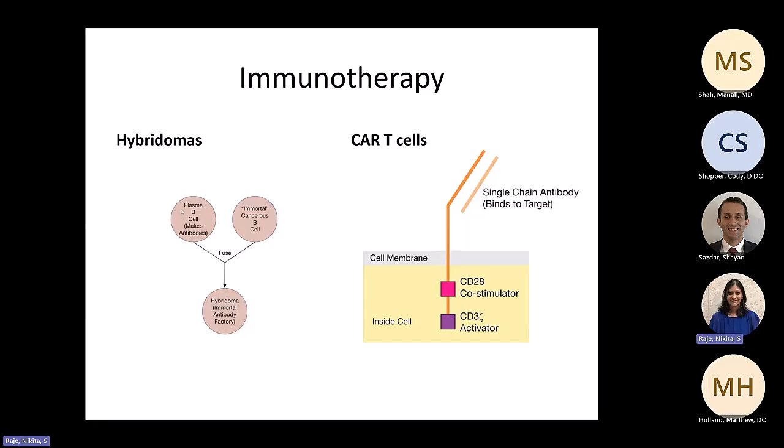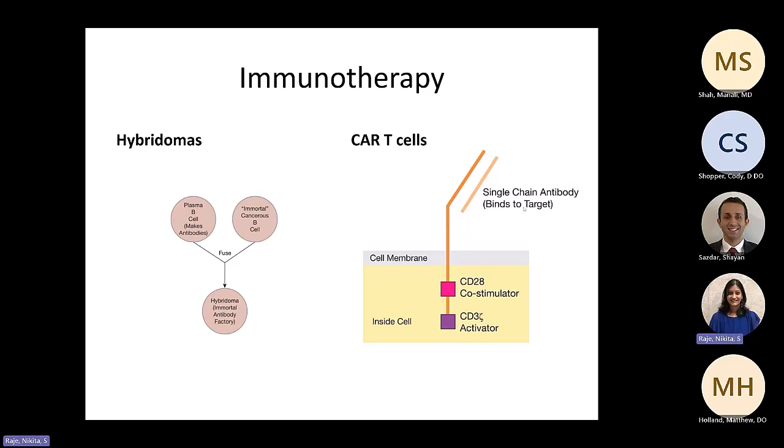And then there was this concept that came around called CAR T cells. These CAR T cells have an external part that is a single chain antibody that can bind to the target antigen that needs to be targeted. And that antibody molecule is fused to a co-stimulator and a signaling molecule, which is a CD3 zeta chain. So CD28 is used as the co-stimulator.